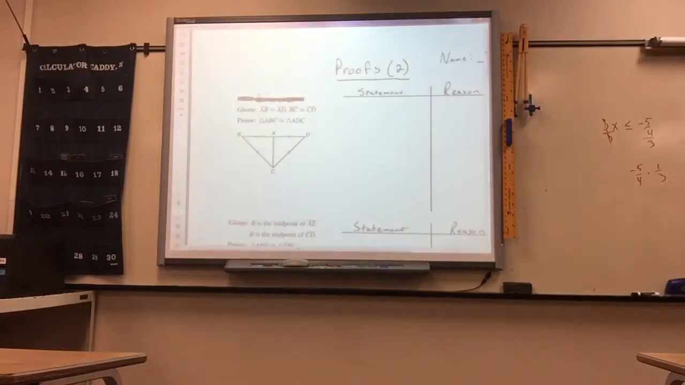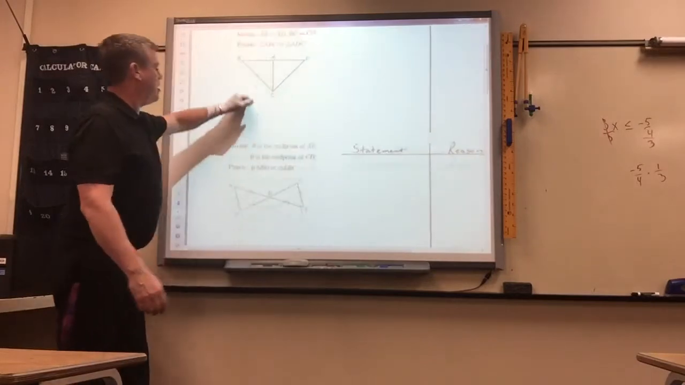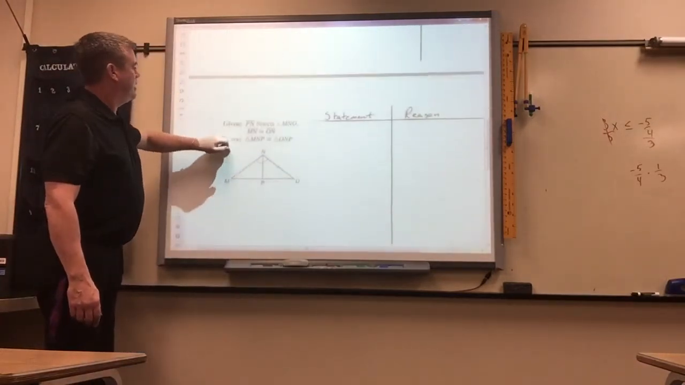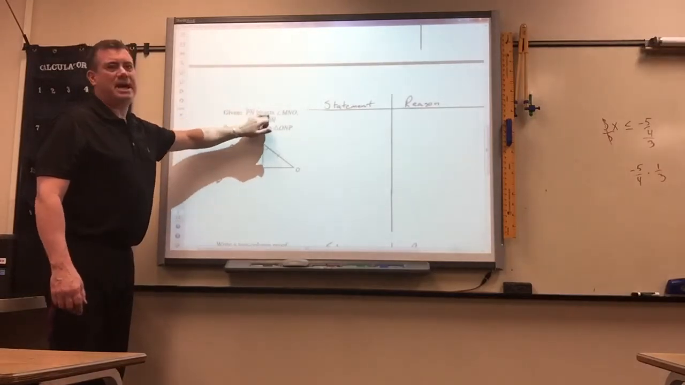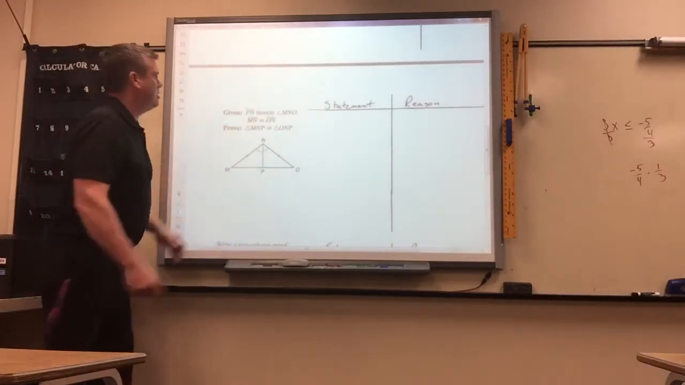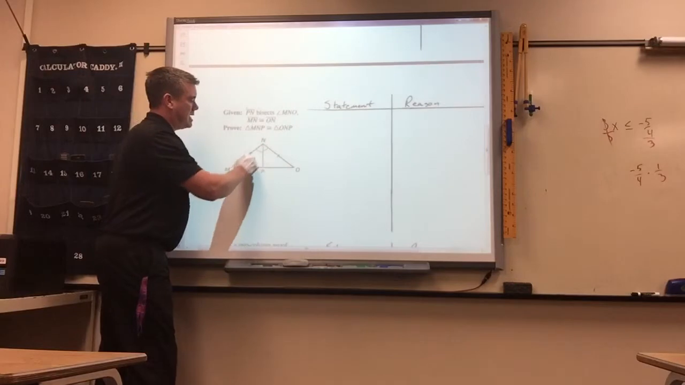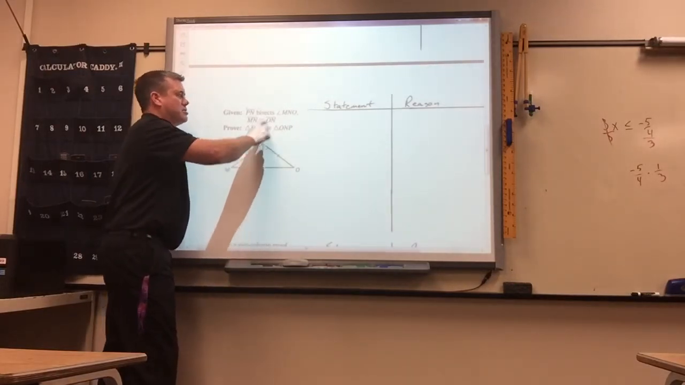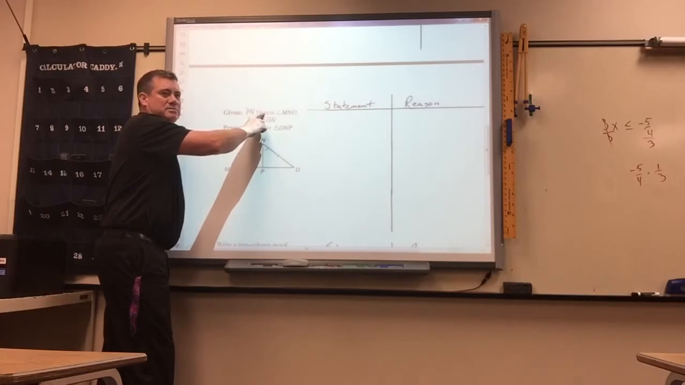So, on your second sheet then, a lot of these are the same. You can use this first sheet to look at. I just want to point out, again, when it tells you something bisects, that means it cuts in half. So since PN bisects this, you know this angle equals that angle because it's the definition of bisector.